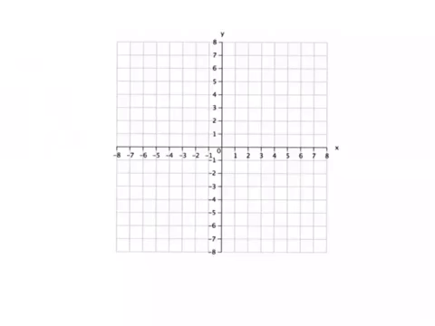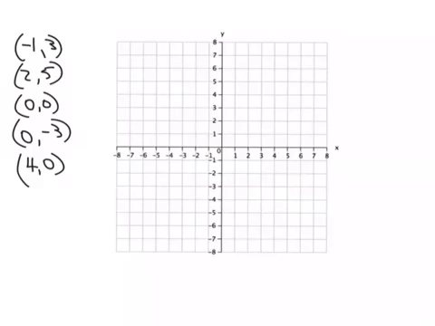Okay, let's look at example 3. Graph the ordered pairs. Okay, there's a list of ordered pairs from example 3, so let's go ahead and graph those. First one, negative 1, 3. You end up right there. I'm not going to spend the time to label them right now. 2, 5. Over 2, up 5. And let's see, 0, 0.